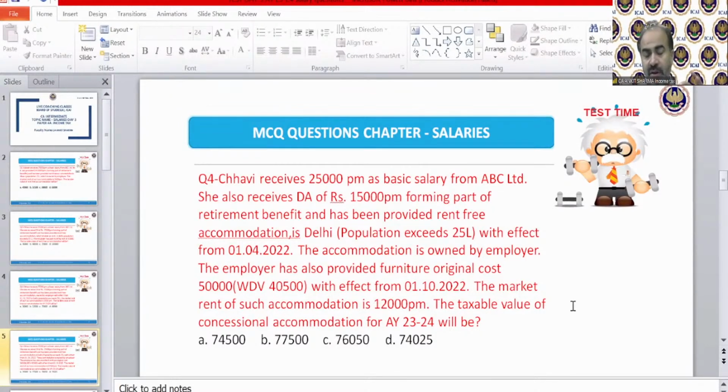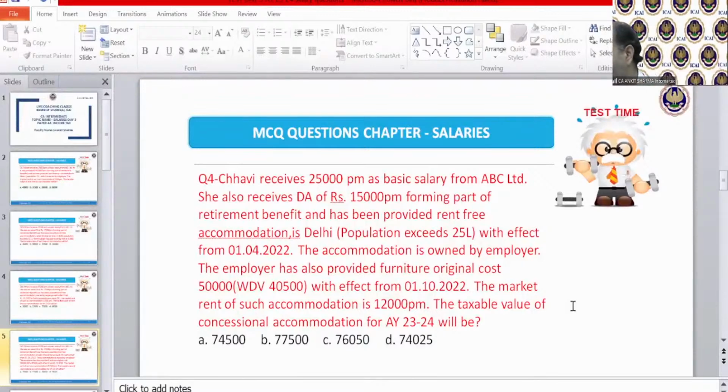Remember, for calculating the taxable value of furniture, we will take 50,000 at 10% per annum. And because furniture has been provided from 1st October, we need to calculate 10% per annum for only 6 months. So what will be the correct answer?